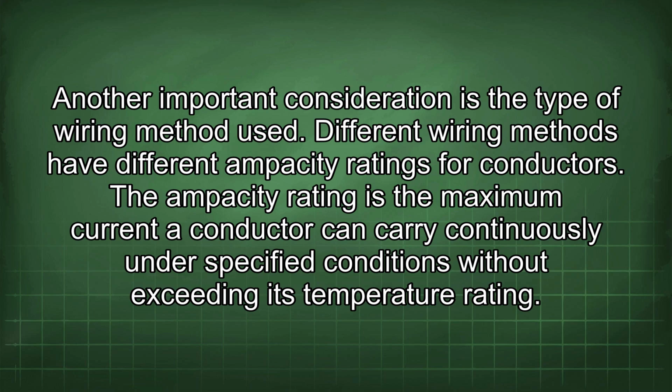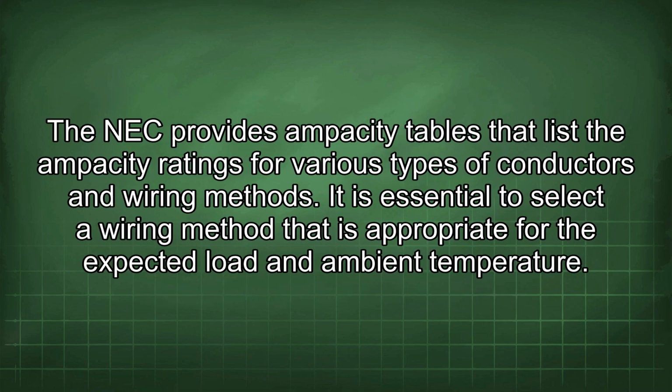Another important consideration is the type of wiring method used. Different wiring methods have different ampacity ratings for conductors. The ampacity rating is the maximum current a conductor can carry continuously under specified conditions without exceeding its temperature rating. The NEC provides ampacity tables that list the ampacity ratings for various types of conductors and wiring methods. It is essential to select a wiring method that is appropriate for the expected load and ambient temperature.